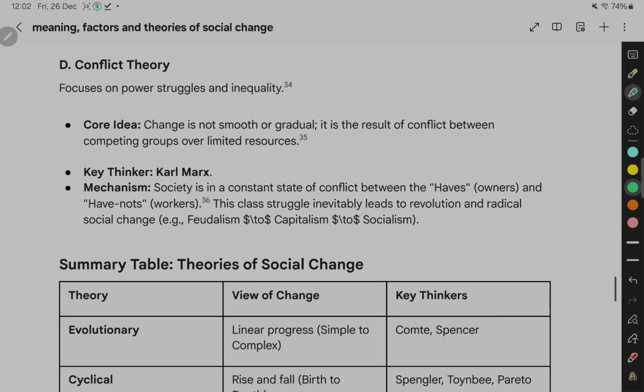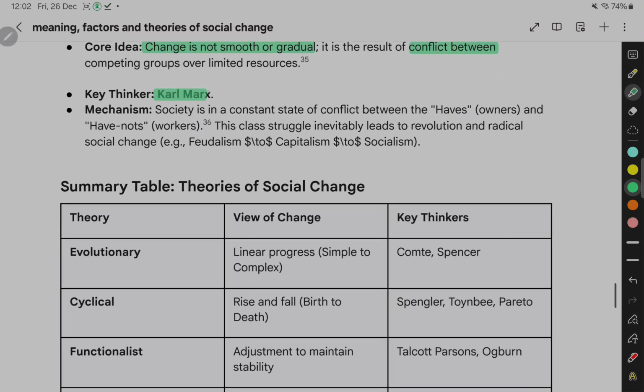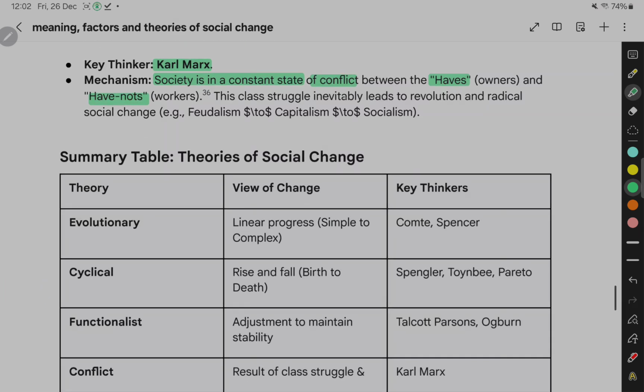D. Conflict theory focuses on power struggles and inequality. Core idea: change is not smooth or gradual, it is the result of conflict between competing groups over limited resources. Key thinker: Karl Marx. Mechanism: society is in a constant state of conflict between the haves, owners, and have nots, workers. This class struggle inevitably leads to revolution and radical social change, e.g., feudalism to capitalism to socialism.